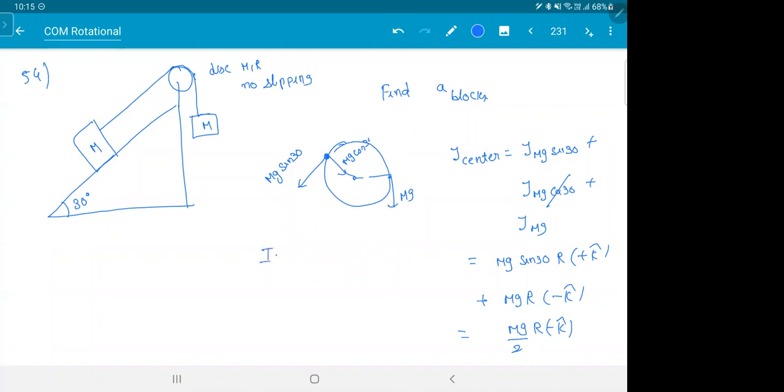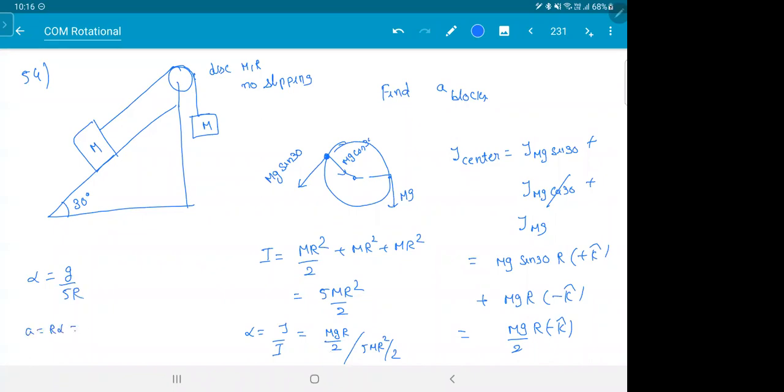Then what is the moment of inertia? The disk is mr square by 2. The particles are mr square and mr square. For moment of inertia, only the perpendicular distance will matter. It doesn't matter where you stand. That is 5 mr square by 2. So what is alpha? Torque by I. Mg r by 2 over 5 mr square by 2. The 2 cancels out. You end up with alpha equal to g by 5r. Acceleration is r alpha, g by 5. Check it out.